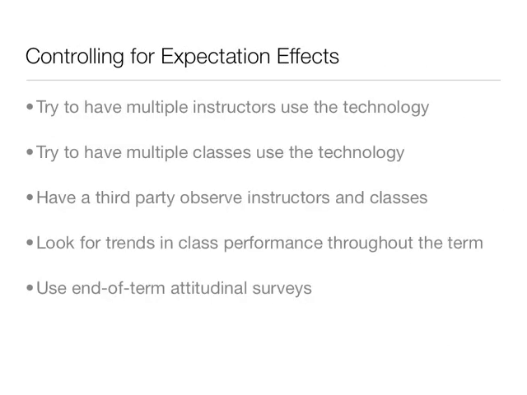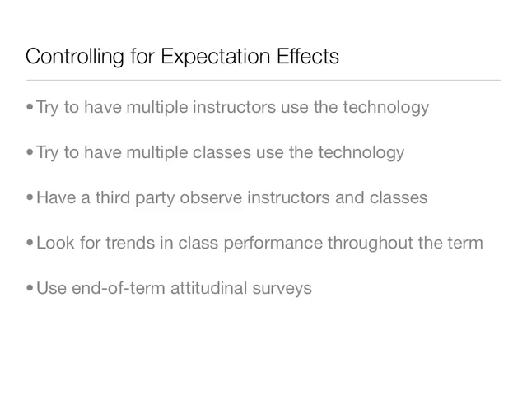So, how do we control for expectation effects? Well, we can do it either informally or more formally. Informally, here are 5 suggestions. First, try to have multiple instructors use the technology. That'll allow you to start to get a little bit of an idea of whether something like a Pygmalion effect is present. Second, try to have multiple classes use the technology.